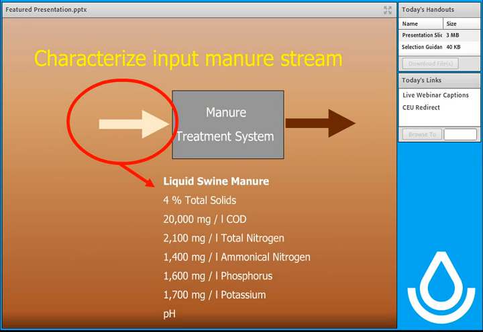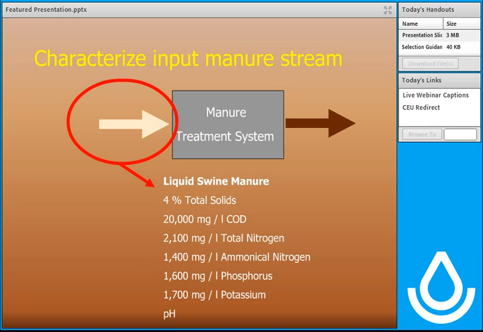The typical characteristics that one would look for in the manure stream as it travels through the system include things like total solids, the chemical oxygen demand, your total Kjeldahl nitrogen, your ammoniacal nitrogen, your phosphorus, your potassium, your pH. These would be the minimum things that you would need. There are other things, such as dealing with pathogens or other products, that you may need to gather information on depending on what the landowner's ultimate goals and objectives are.